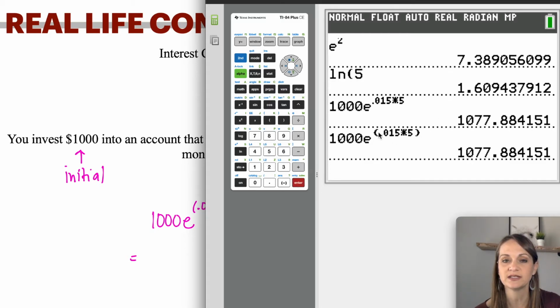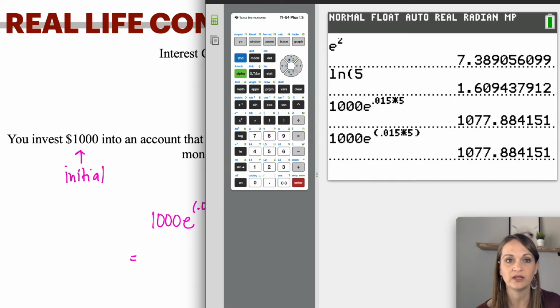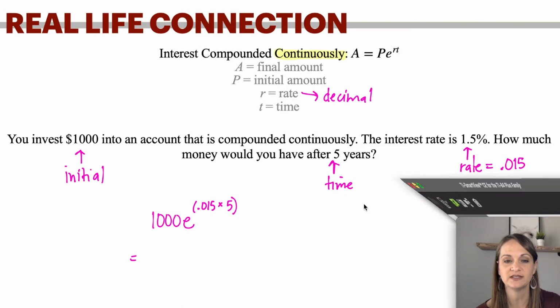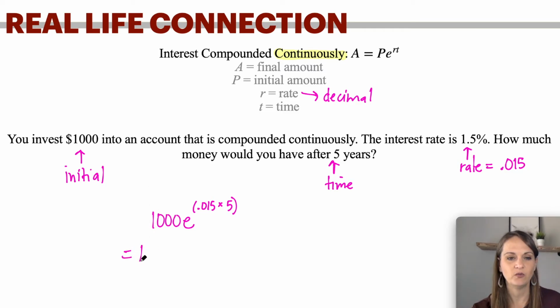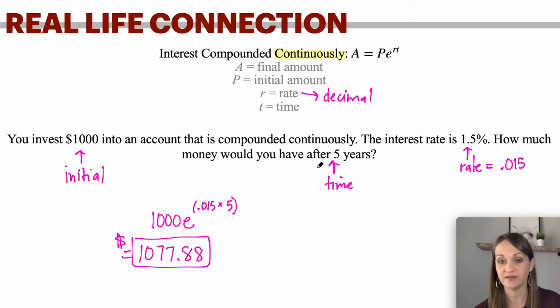If you don't use parentheses, if you have a TI-83 or a TI-84, you're going to have to use parentheses, so be really careful about that. So $1,077.88. So $1,077.88 would be the amount of money you would have 5 years later.